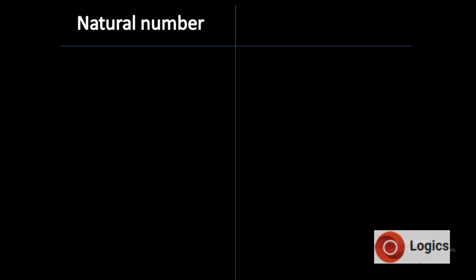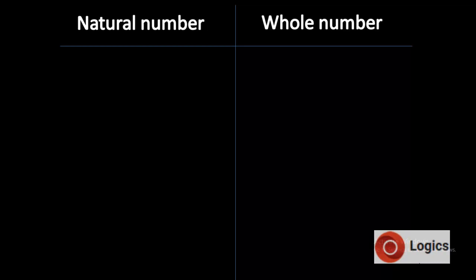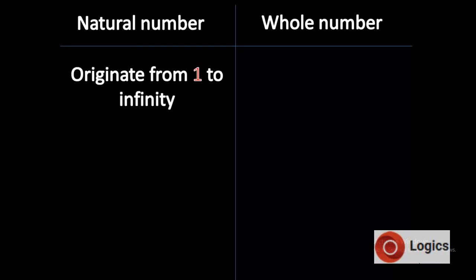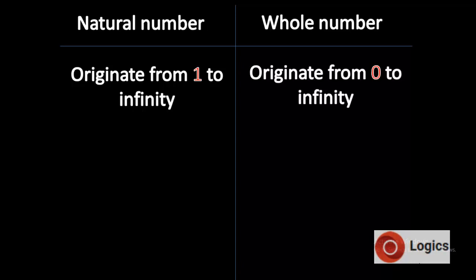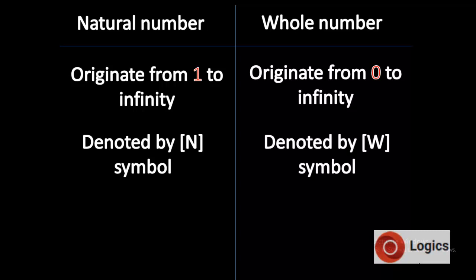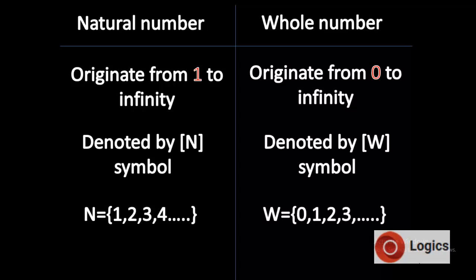Now let's compare natural numbers and whole numbers. Natural numbers originate from 1 to infinity, whereas whole numbers originate from 0 to infinity. Natural numbers are denoted by capital N, whereas whole numbers are denoted by capital W. Examples of natural numbers are 1, 2, 3, 4, and so on, whereas examples of whole numbers are 0, 1, 2, 3, and so on.